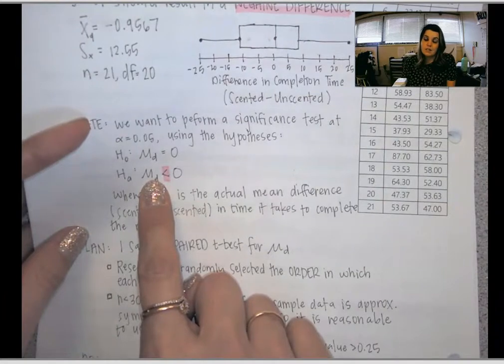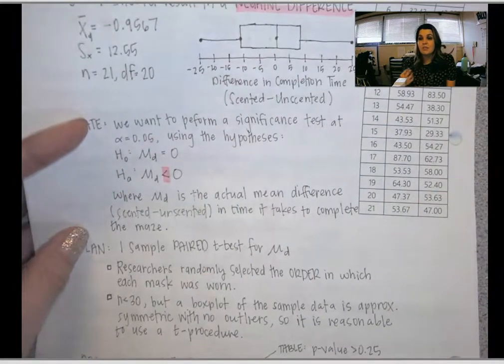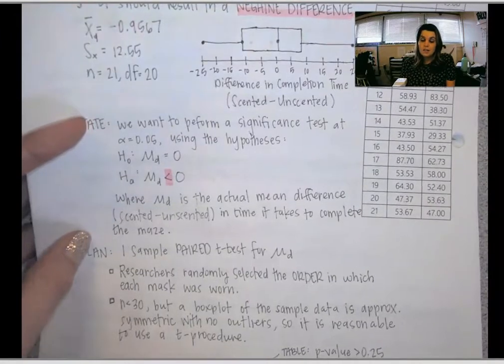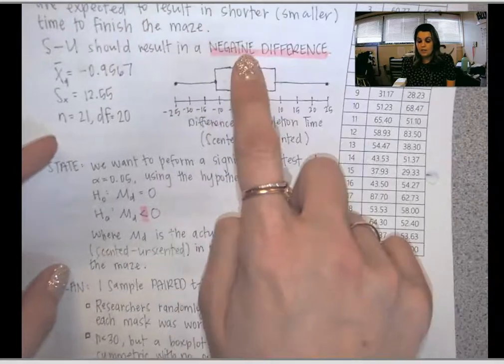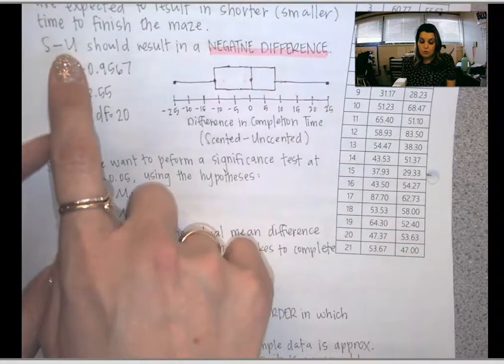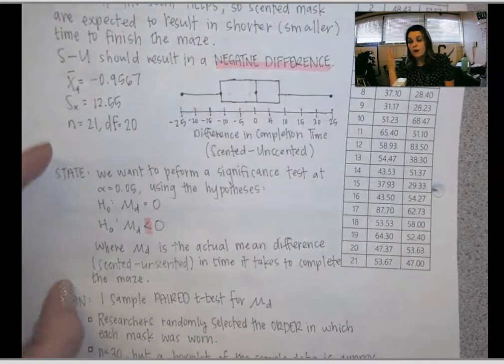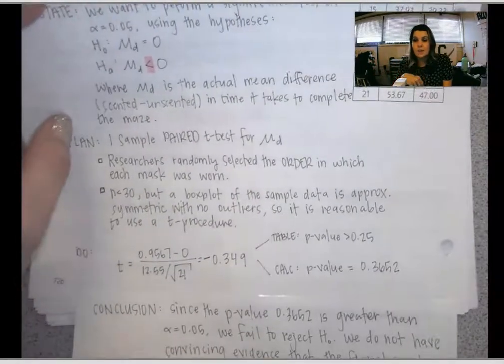or we do not have convincing evidence that the difference is less than 0. If yours is reverse of mine, then you would say we do not have convincing evidence that the difference is greater than 0. You can do either one because they're both true. If you do S subtract mu, you would get a negative number. If you do mu subtract S, you would get a positive number. So either way you thought of this problem, you should end up with the same conclusion and the same p-value.